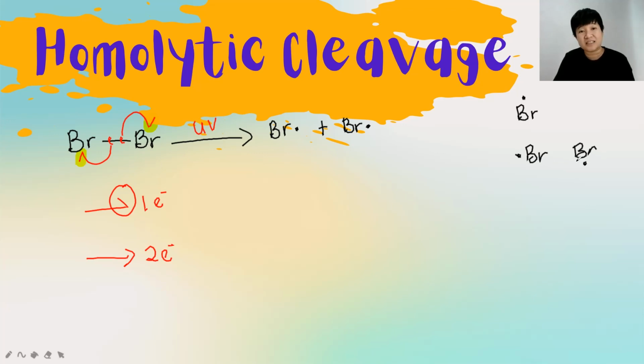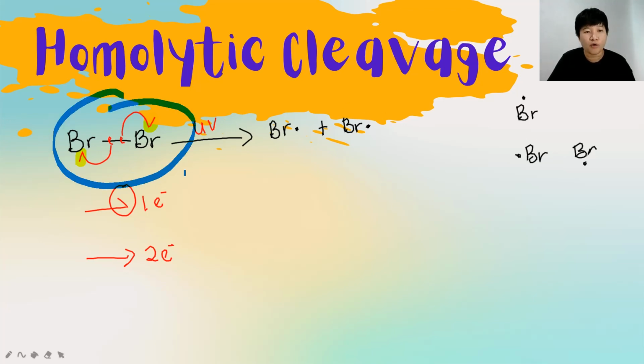But make sure the single dot is obvious and significant, okay? And that is how your homolytic cleavage happens, the bond breaking. The homolytic bond breaking over here is because this bond will break equally. One to the left, one to the right, forming free radicals with the presence of sunlight. Okay, that is homolytic cleavage.